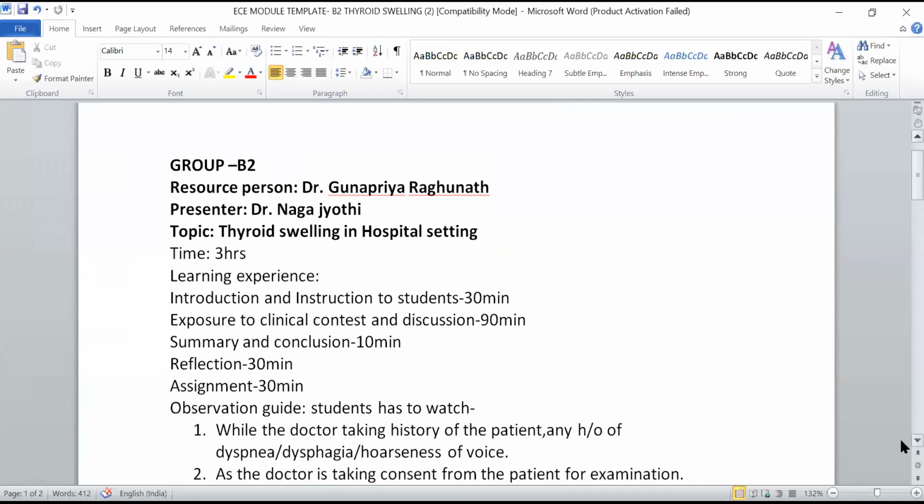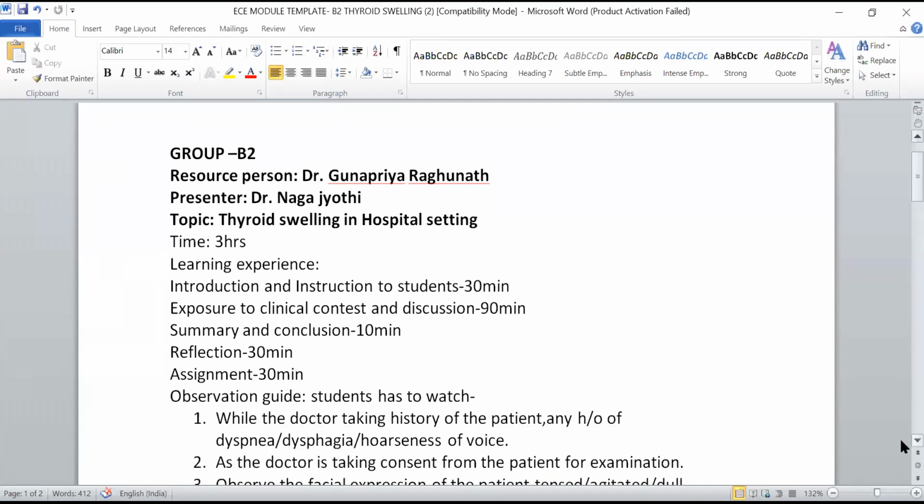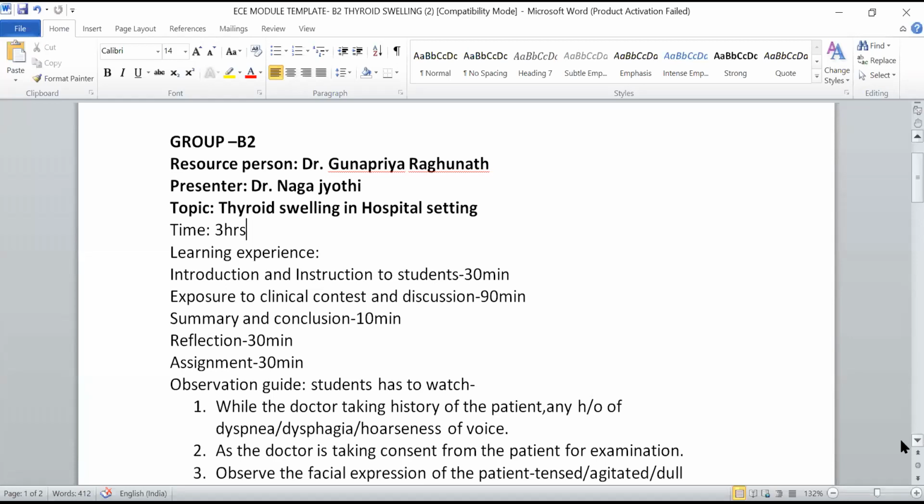Good evening, everyone. Myself, Dr. Nagajyoti, belong to Group B2, and our group resource faculty is Dr. Gunapriya Raghunath. On behalf of Group B2, I am presenting the ECE module, Thyroid Swelling in Hospital Setting, in coordination with the General Surgery Department, in the form of an appropriate demo on a patient with thyroid swelling, followed by a lecture delivered by the General Surgeon.